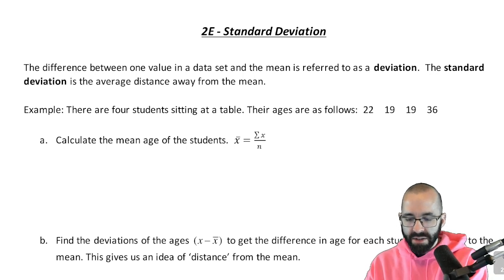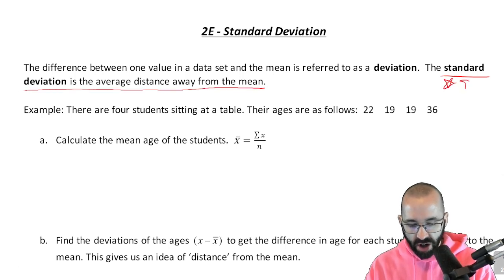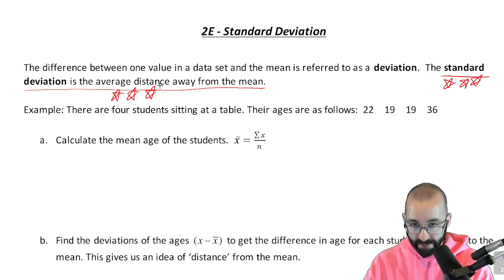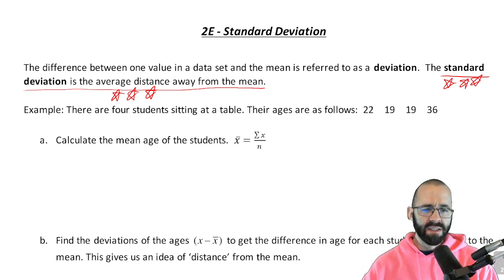If you remember nothing else from this whole video, remember this. Standard deviation is the average distance from the mean. However many stars you need to write on your notes, draw them. Okay, that's really important. Because in math, we talk about standard deviation. We throw it around all the time, but it's not super obvious what it represents.